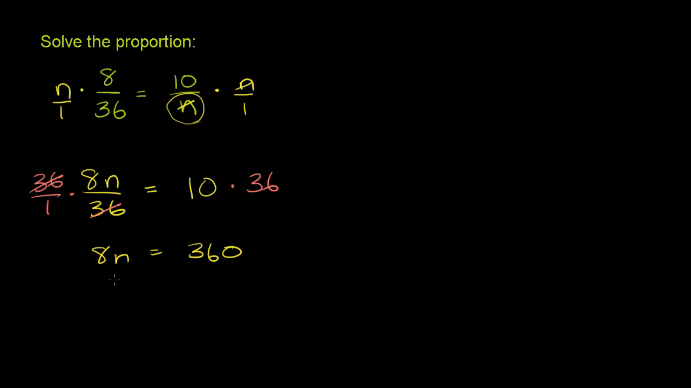Now to solve for n, we can just divide both sides of this equation by 8. So if you divide that side by 8 and that side by 8, the left-hand side, the 8s will cancel out, and you are left with n is equal to 360 divided by 8. And we can figure out what that actually is.